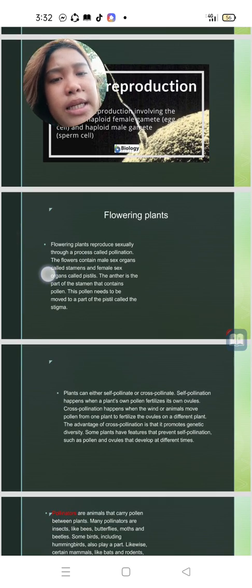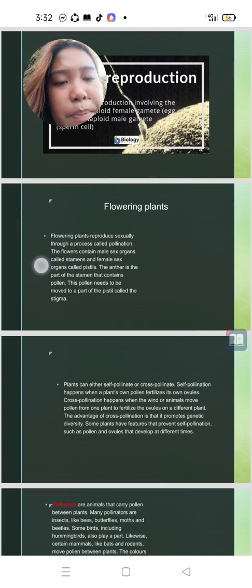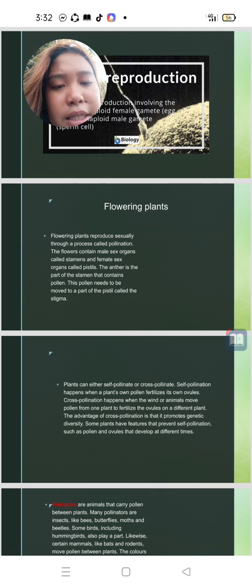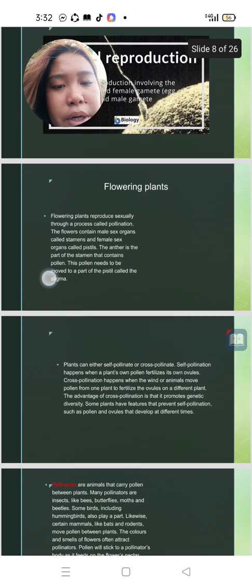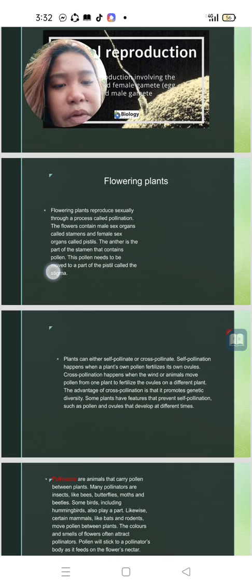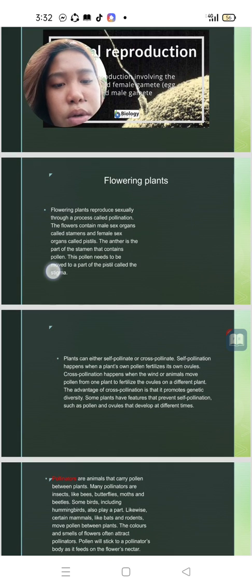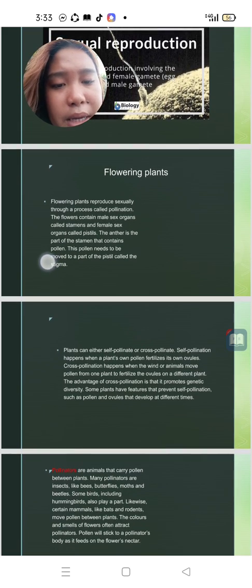So let's proceed to flowering plants. Flowering plants reproduce sexually through a process called pollination. The flowers contain male sex organs called stamens and female sex organs called pistils. So the female sex organs of plants, guys, are called pistils. And the male sex organs are called stamens.